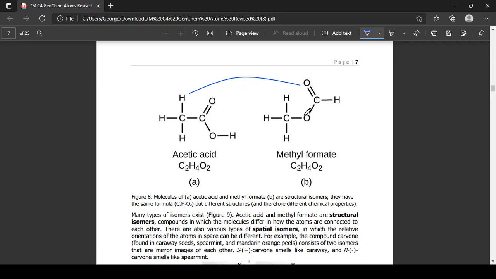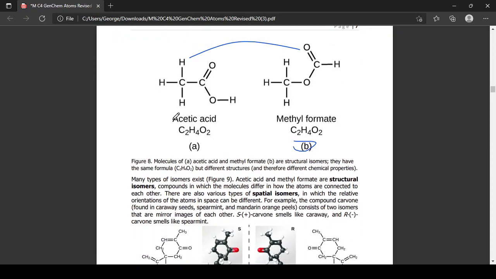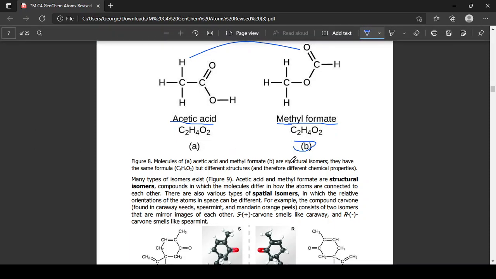The carbon here in one is attached only at the top. In letter B, kids, the carbon is balanced in acetic acid. Because it has different arrangements, you now have acetic acid in structure A and methyl formate, which has a different structural formula. Because in figure 8, the molecules of acetic acid and methyl formate are structural isomers. They have the same formula but different structures. And that is now known as a structural isomer.